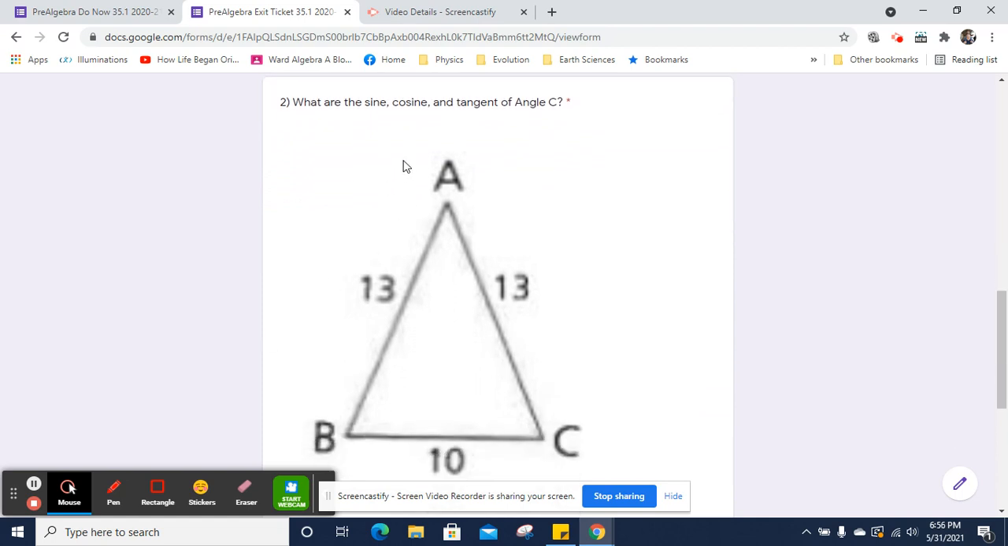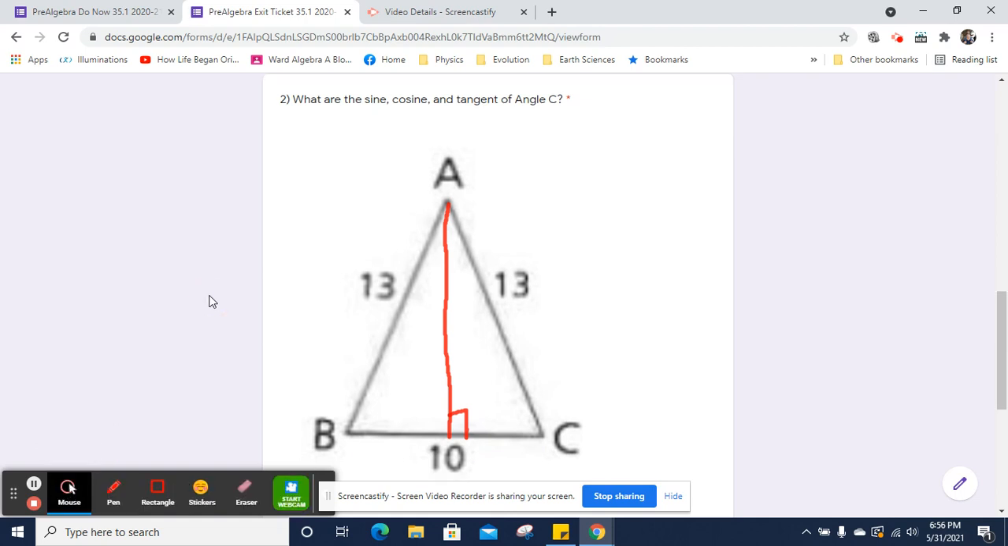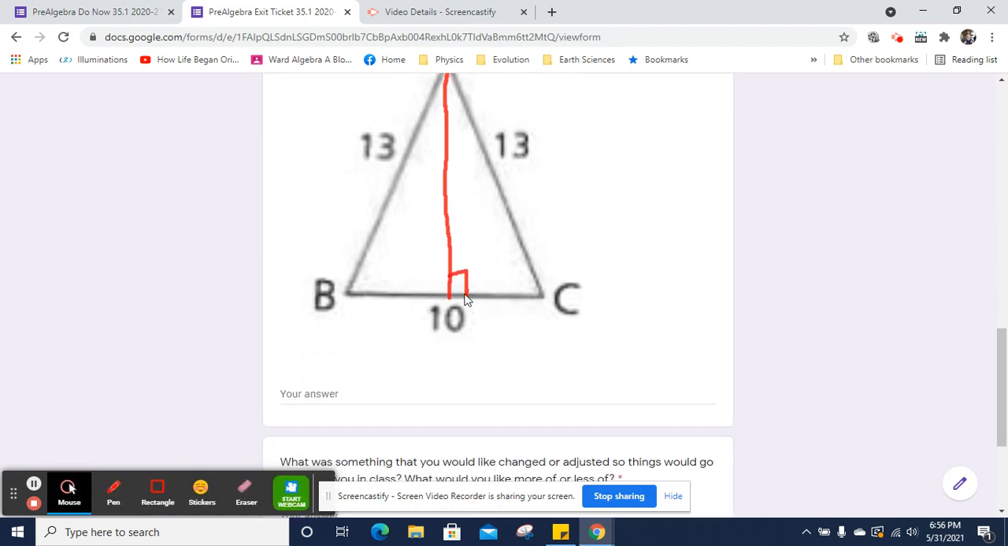Now, what are the sine, cosine, and tangent for angle C? Now, you might immediately think, okay, I got to use this 13, but this 13 over here is not the opposite side for a triangle C. If we're looking for sine and cosine, we need to drop a perpendicular here, drop an altitude from A down to BC. And when we do that, we bisect BC, and BC becomes 5 and 5.